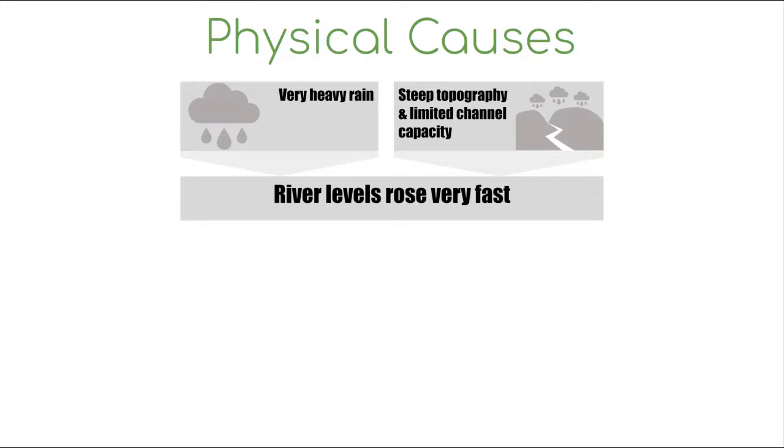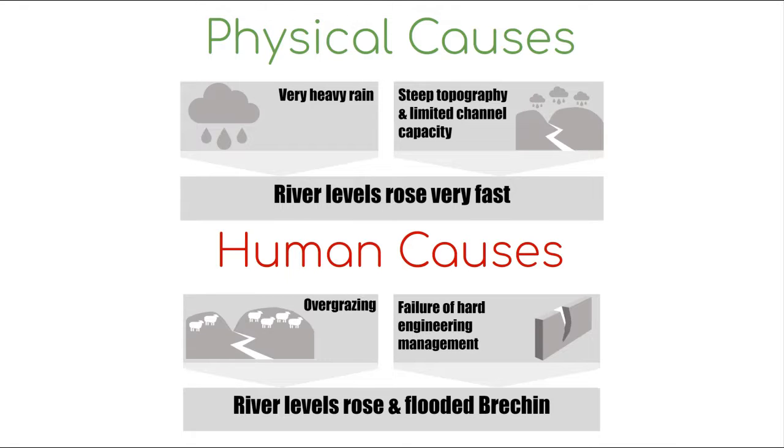The river levels rose very, very fast. The physical causes were enough to cause the flooding anyway. The human causes amplified it. The overgrazing by sheep in the moorland up above in the upper catchment meant that the natural slowing effect of vegetation was reduced, and the failure of flood management, because of the reliance on hard engineering alone, not soft engineering, and the lack of factoring in of climate change meant that river levels rose and flooded Brecon. So those are the causes.